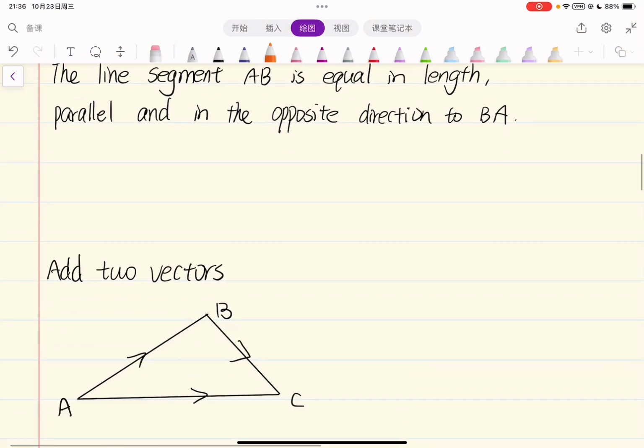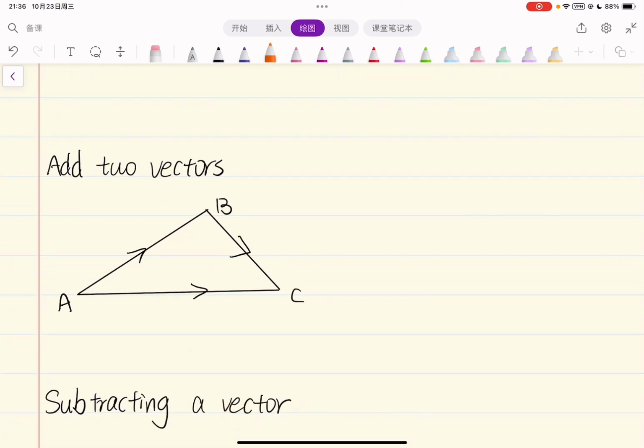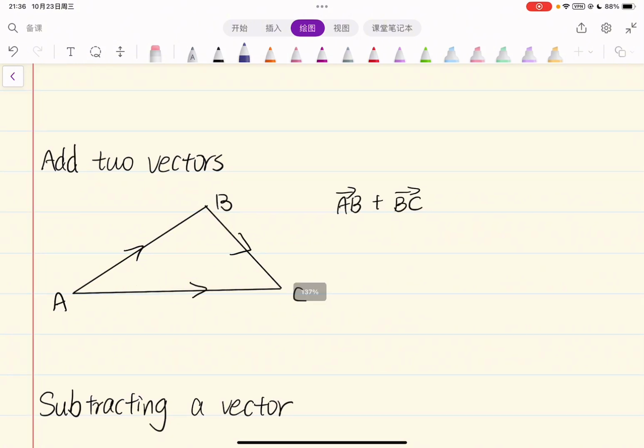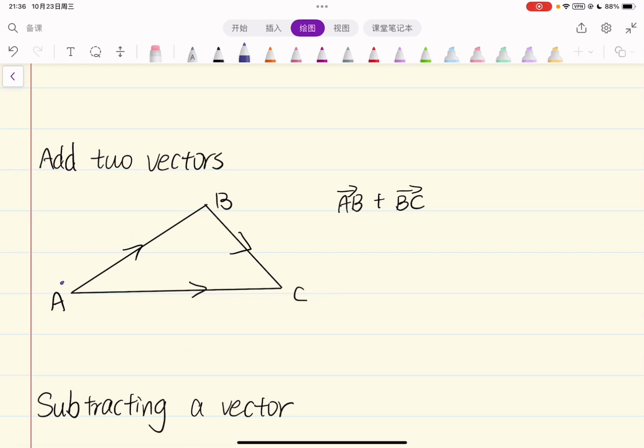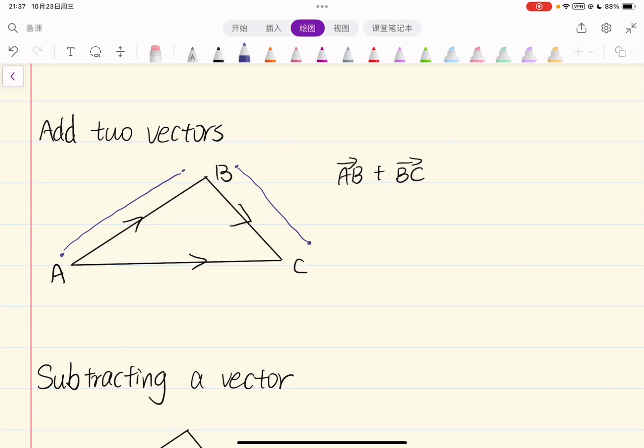If we add two vectors, for example, we have the vector AB plus vector BC. As you can see from the diagram, from A to B, and then we start from B to C. In conclusion, we have the point A to the point C. So the vector AB plus vector BC equals the vector AC.